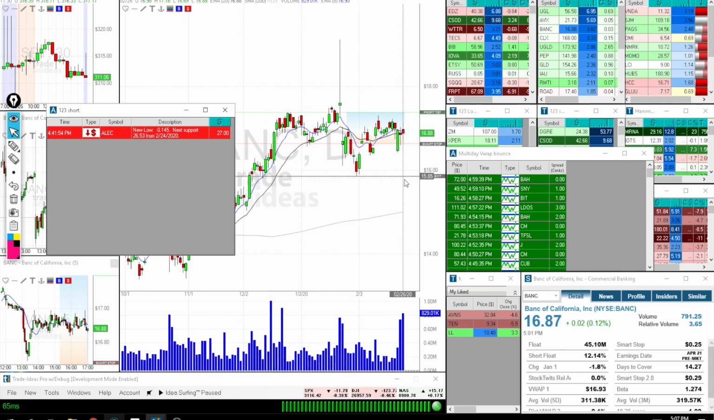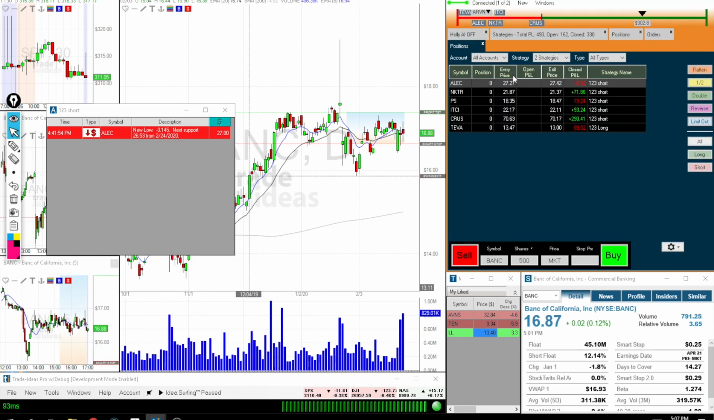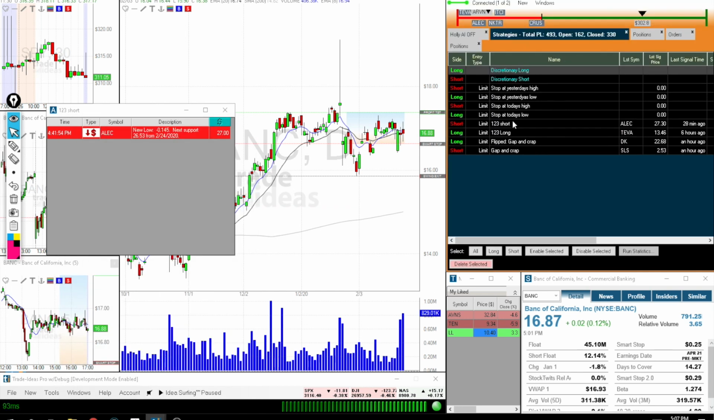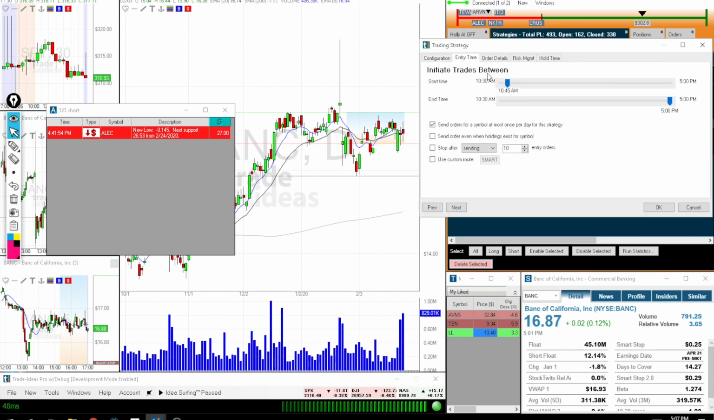Say we gap down to $16 and then we made new lows, it just ignores that, same as if we gap up, because it has to be making a new low, and it has to be making a new low inside this area of the low end of yesterday's candle. So then from there, all I do is I go to my Brokerage Plus window and I edit this strategy, and I load this strategy into Brokerage Plus.